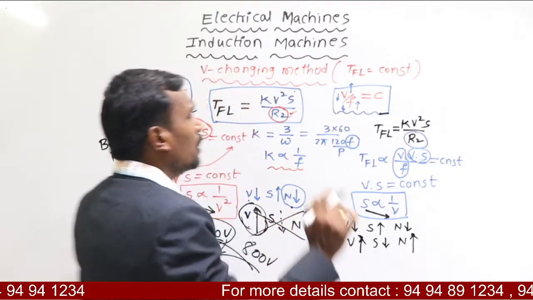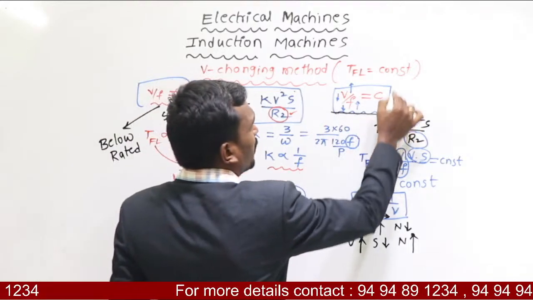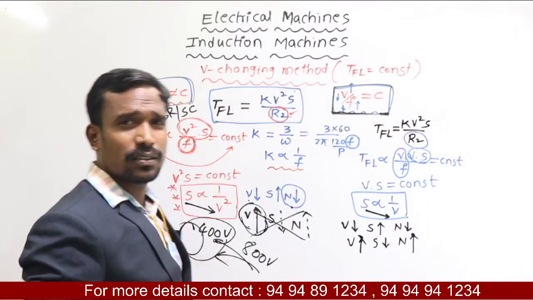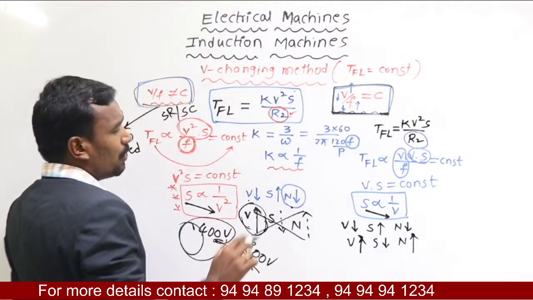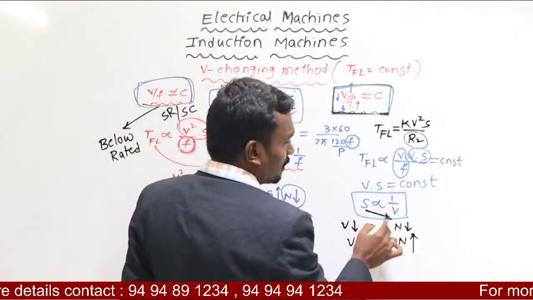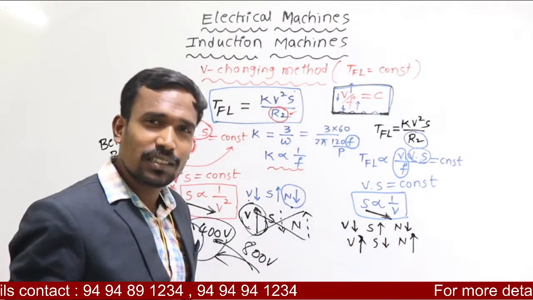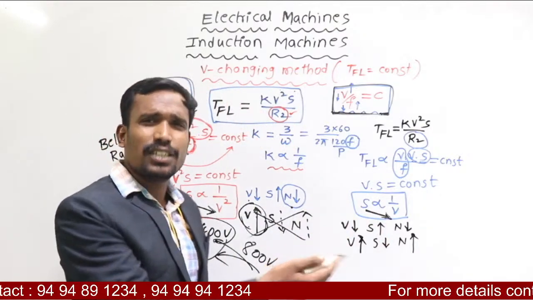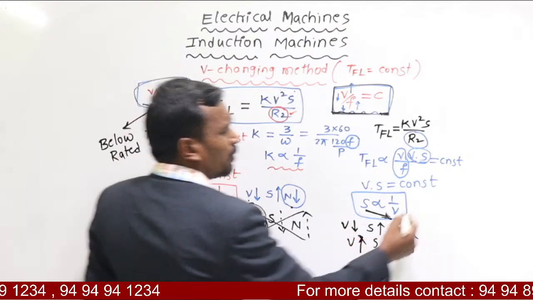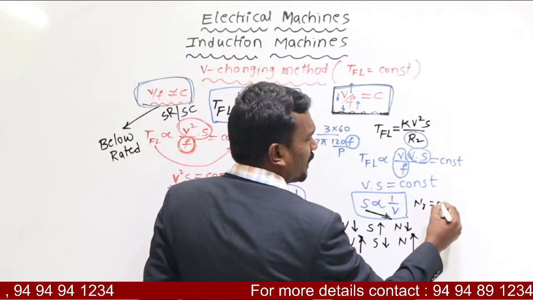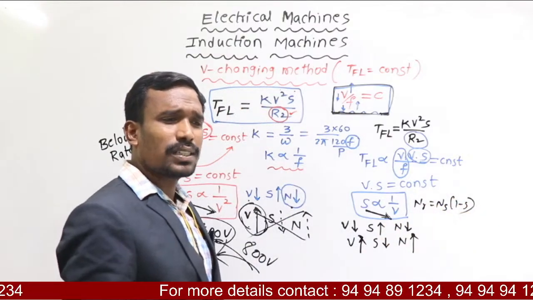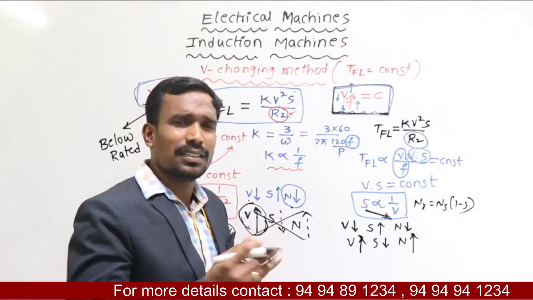First, in the question, you have to observe whether the V by F ratio is constant or not constant. Then you have to go for the formula. The slip is inversely proportional to V square, or the slip is inversely proportional to V. Then try to do the answers. If you know the slip, you can find the rotor speed. NR is equal to NS into 1 minus S. That's it.